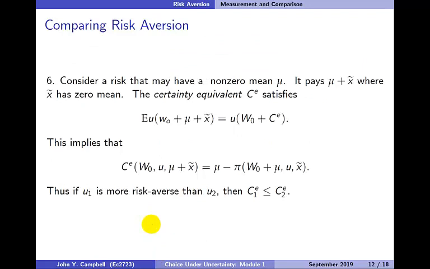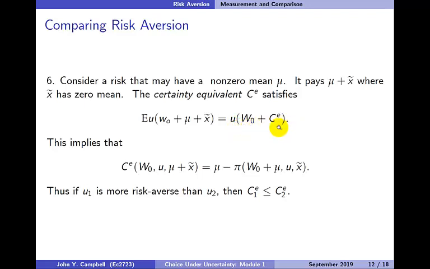Now, another way we can come at this is to think about certainty equivalence. So the risk premium is what you'll pay to get rid of a zero mean risk. The certainty equivalent is the amount that makes you indifferent to a non-zero mean risk. So let's define the mean of the risk as mu. So we're being offered a risk that pays mu plus x tilde, where x tilde is the zero mean part. And the certainty equivalent, CE, satisfies: expected utility of wealth plus the total risk mu plus x tilde is the same as the known utility of wealth plus the certainty equivalent.